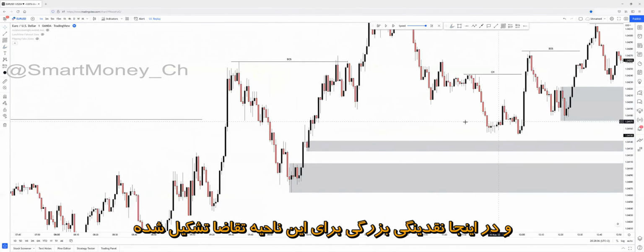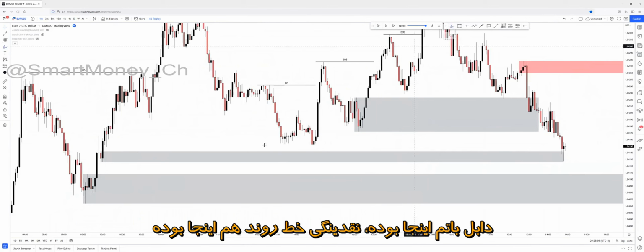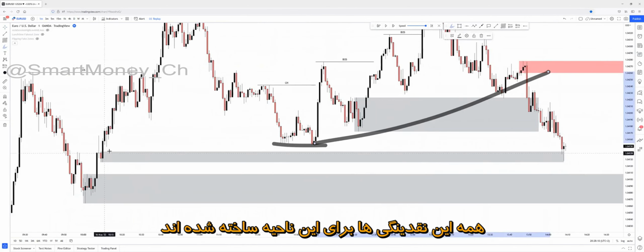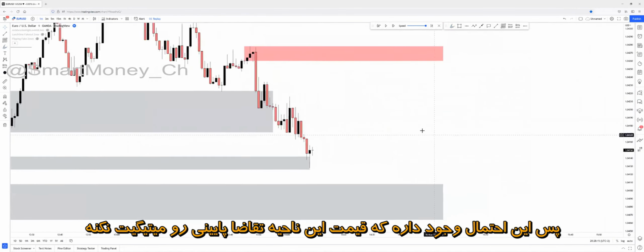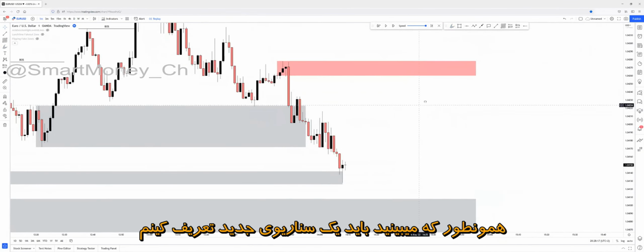And there was a huge liquidity line built up for this demand level. Double bottoms here, liquidity line here, all built up for this level. So there's a chance the price won't touch this deeper demand area. We can see we have to build a new narrative.